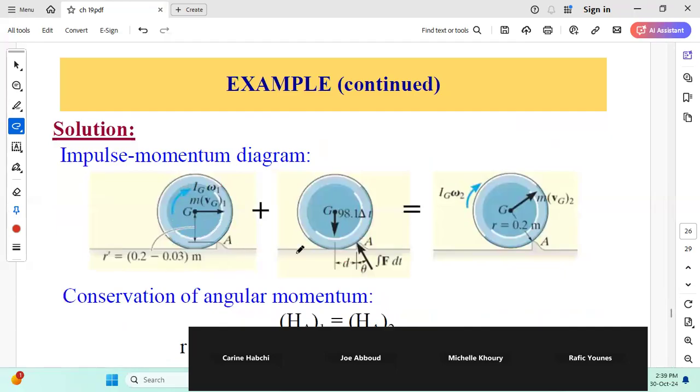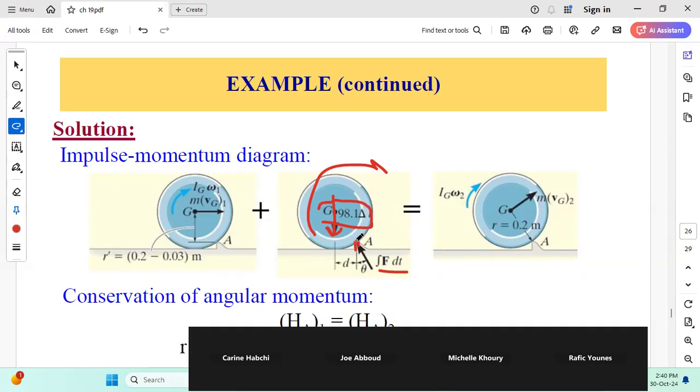This is the figure. When you approach point A before starting to roll over, the weight is at this position, so you have a moment for the weight about A. But since the weight is non-impulsive, it's very small compared to the impulsive force, then you can neglect the angular impulse of the weight. Okay? And you can apply conservation of angular momentum about point A.